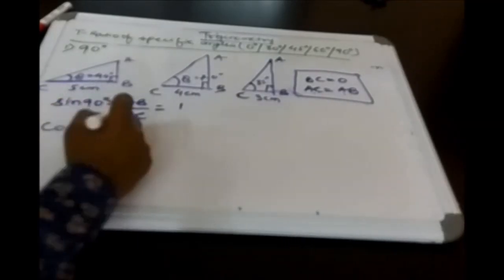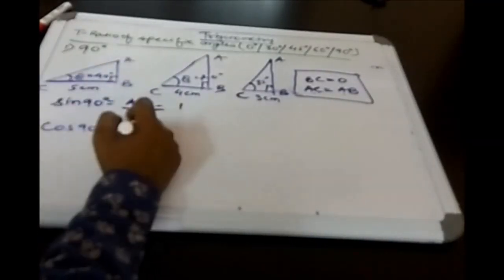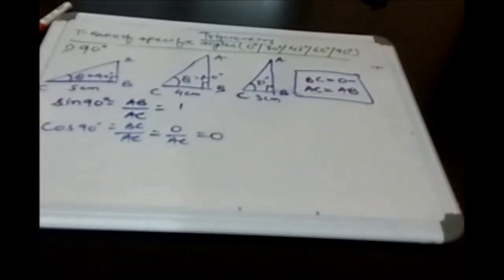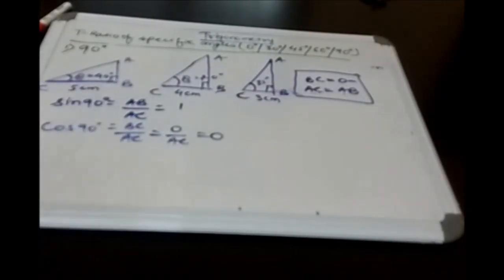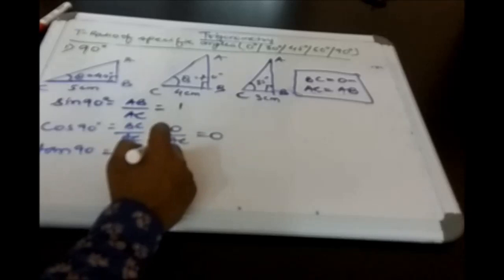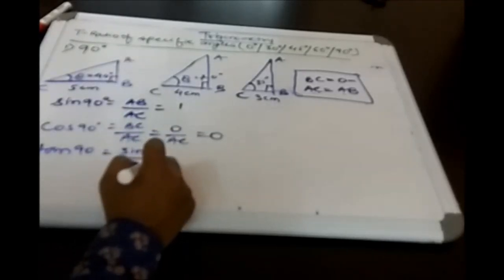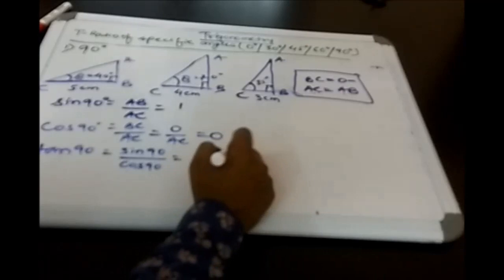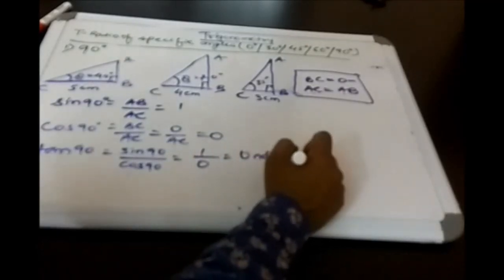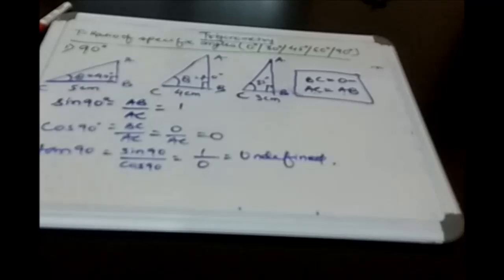Similarly, cos 90 degrees will be BC by AC. BC from here we can see is 0, so it will be 0. Now once you have derived these two, can you derive all the others very easily? How? Tan 90. What will be the value of tan 90? Sine 90 degrees by cos 90 degrees equals 1 by 0. That is undefined. Why? Because if you divide a number by 0, the result is undefined.